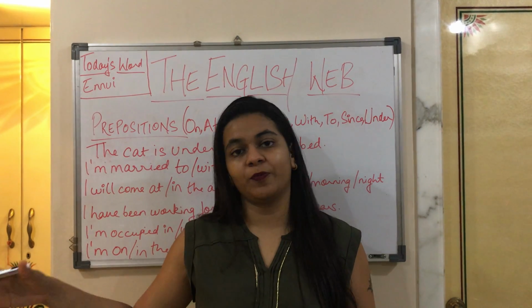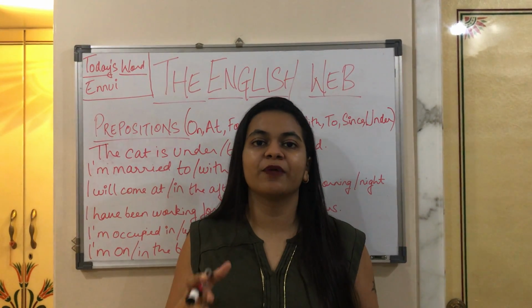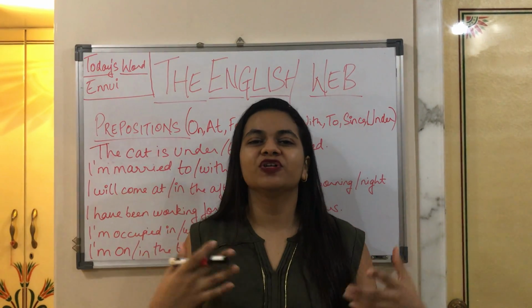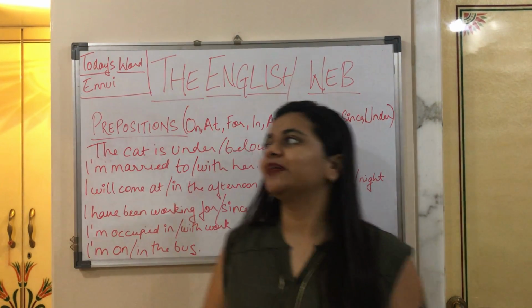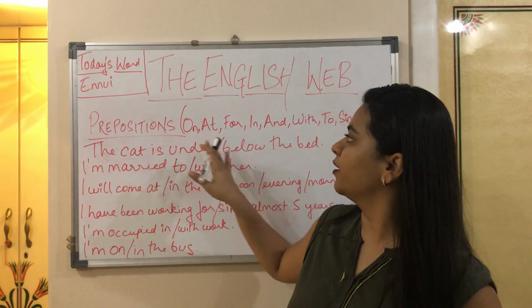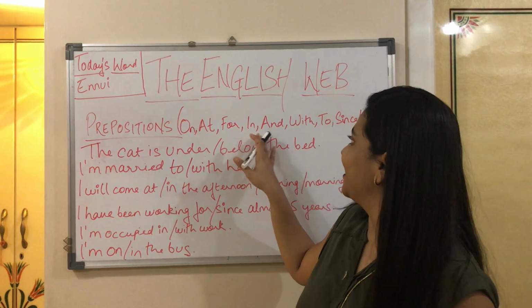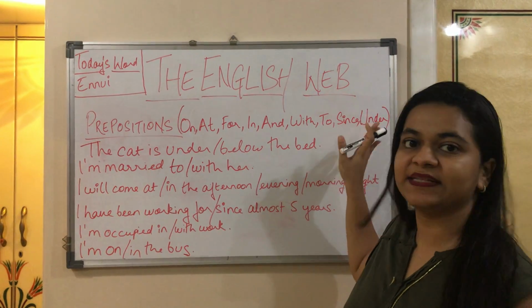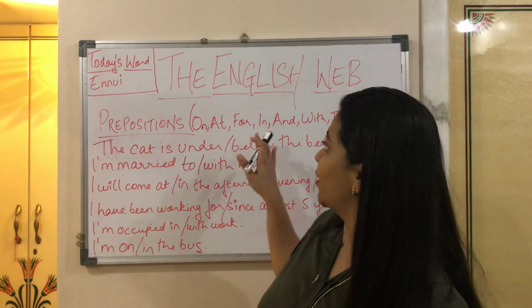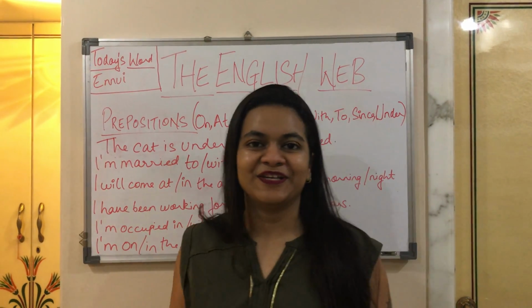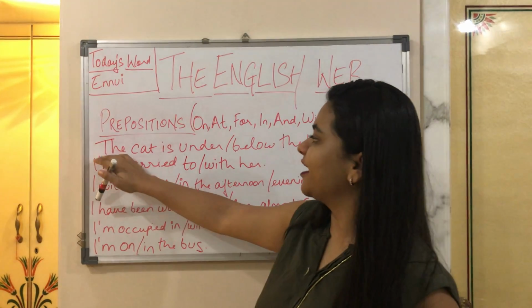There are a lot of prepositions, but today I am going to take the prepositions that we most often get confused with or wrongly use. Some of those prepositions are on, at, for, in, with, to, since, under. There are a lot of prepositions like I said, but today we are going to focus on only some of these. So let's get started. Now the first sentence is this.